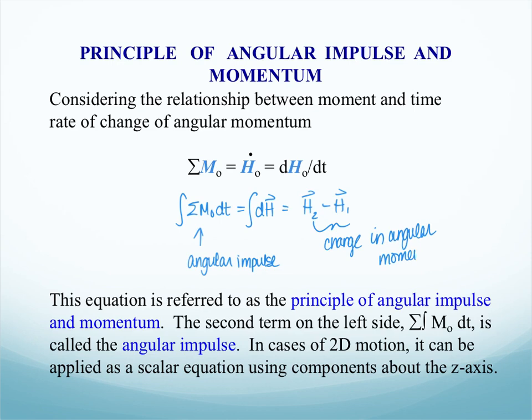So this idea that we can have all these angular equivalents to our linear relationships really seems to be holding true. And what it's telling us here is that the way that I can change angular momentum is to exert a moment on the system for a certain amount of time, and that will cause a change in angular momentum.